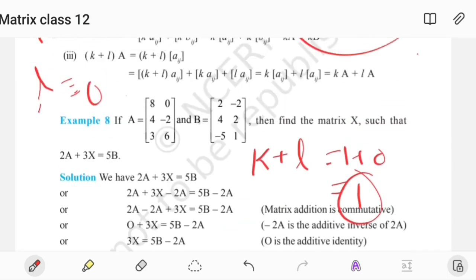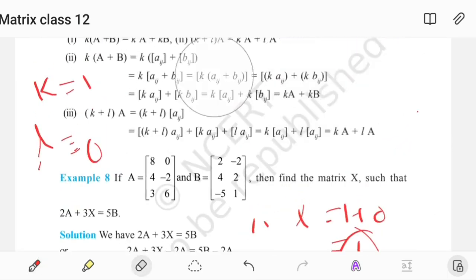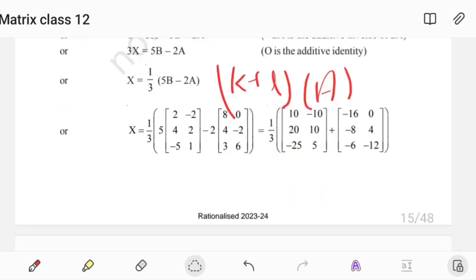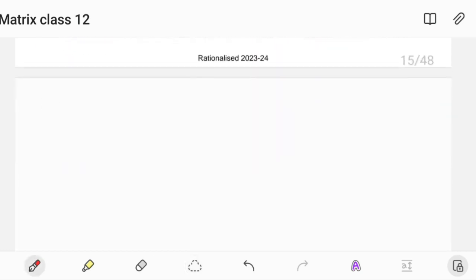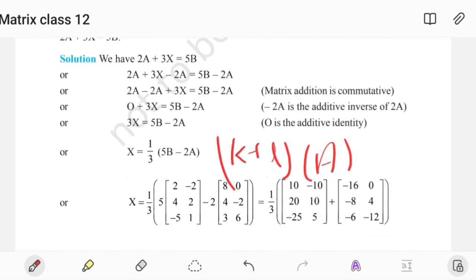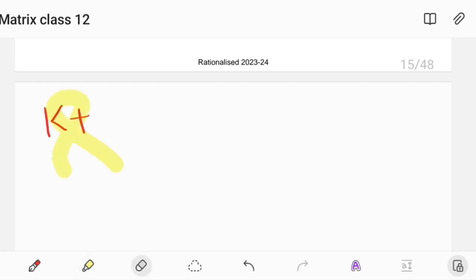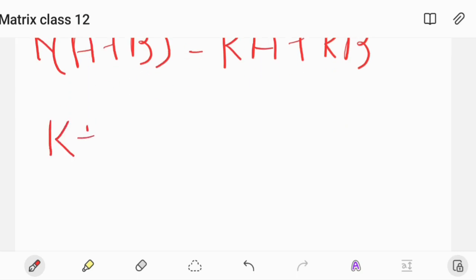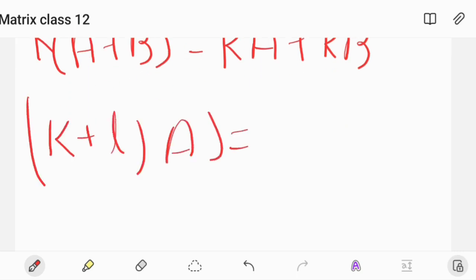Now I have a new page here, so I can explain with a very easy example. What we are trying to show is that k times (A plus B) is kA plus kB. Actually we are trying to understand it with the help of an example. And the other is equal to kA plus lA, right?